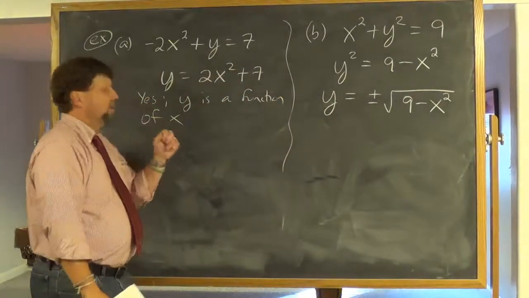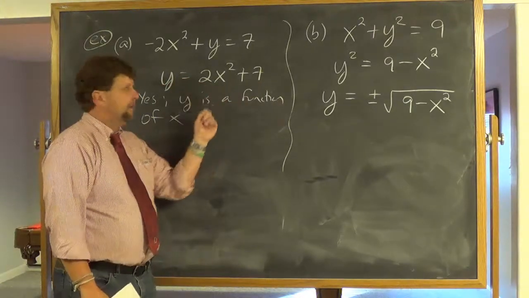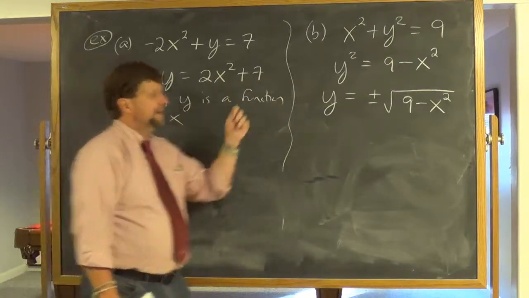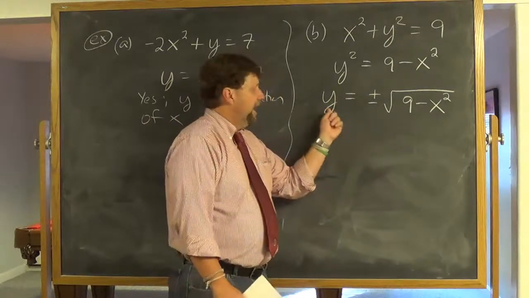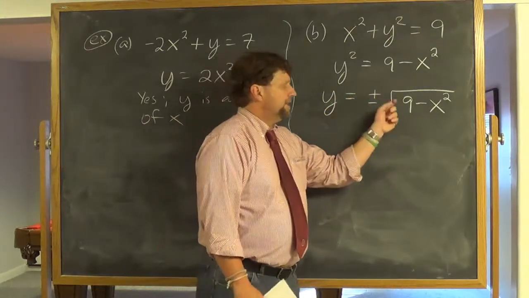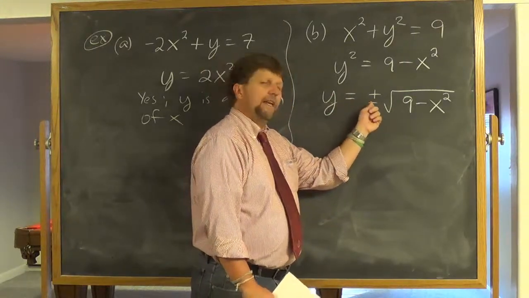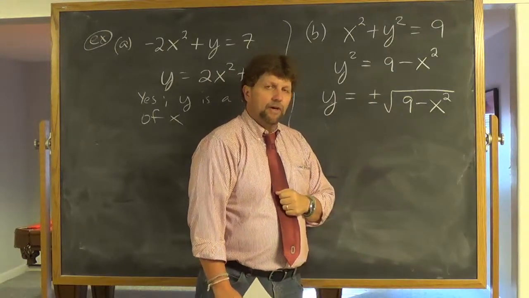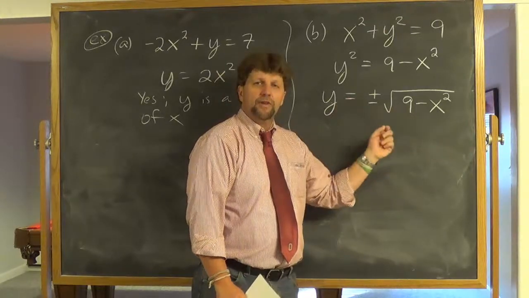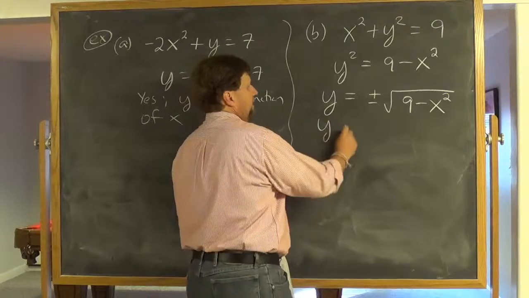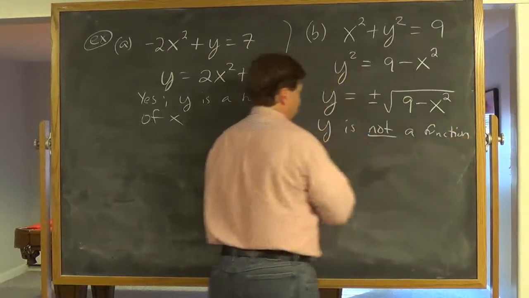In part A, when we solved for y, we had y equals a single expression. Therefore, y was a function of x. Here, I do not have y equals a single expression. I have y equals the positive square root of 9 minus x squared, or y equals the negative square root of 9 minus x squared. So because I do not have y equals a single expression over here, y is not a function of x.